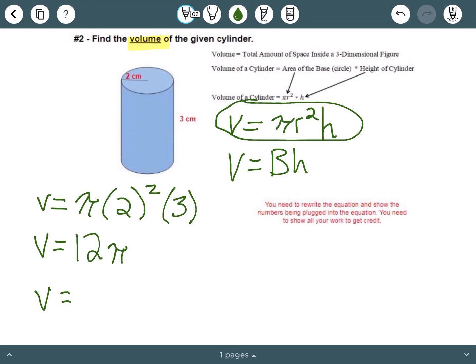All you have to do is hit the double arrow and then enter, and it is going to give you, if we round to the nearest hundredth, 37.70, but it's going to give you 37.699111184. Again, we rounded to the nearest hundredth, so it's going to be 37.70 centimeters. And since it's volume, we want to make sure it's cubed.